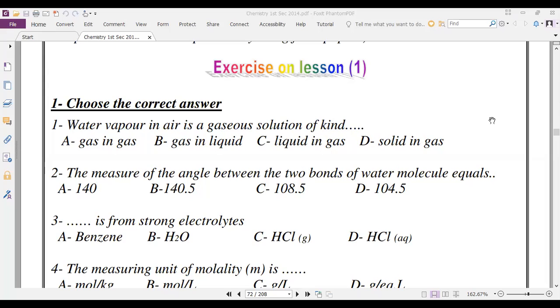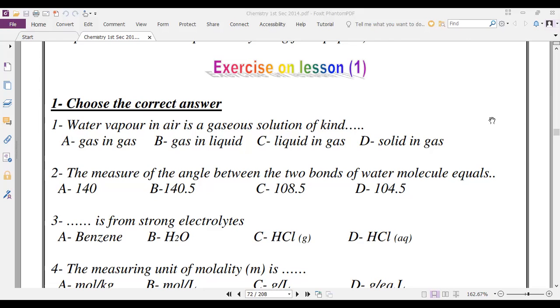Now we are going to answer the questions about this lesson, which is called solutions. Try to answer the first question. Okay, Mariam. Water vapor in air is a gaseous solution of kind liquid in gas. This is the answer of lesson one, which is called solutions and colloids, right? Yes, right.